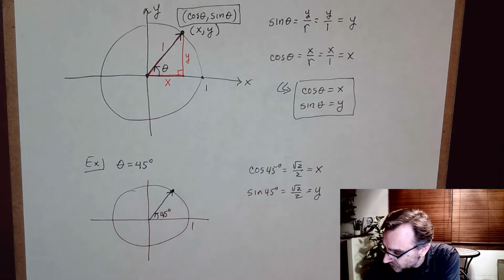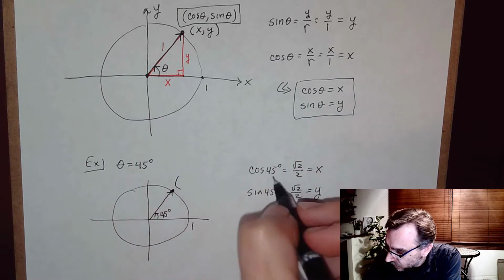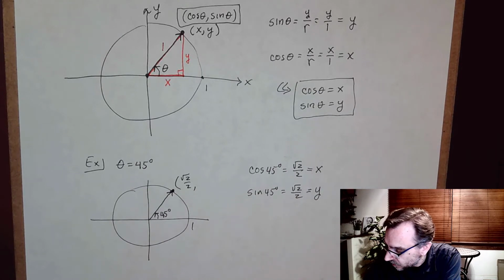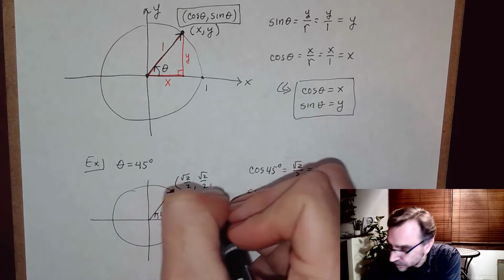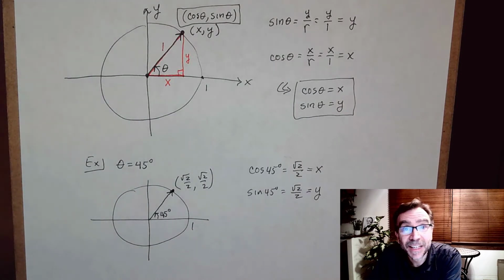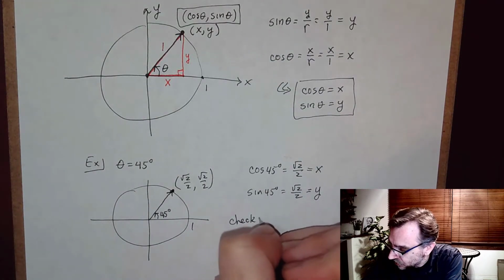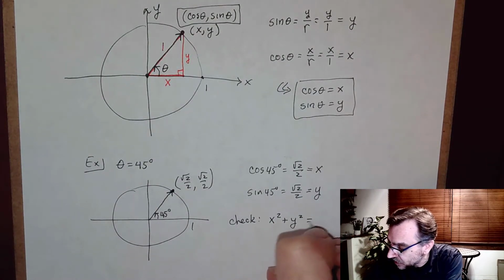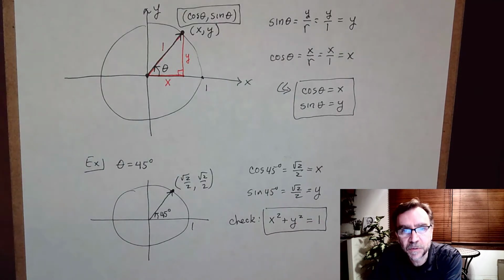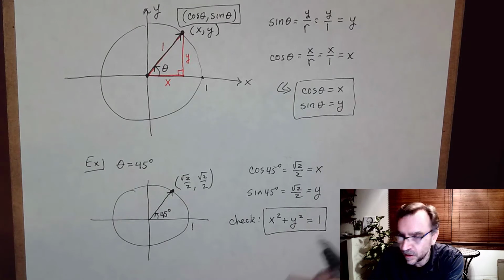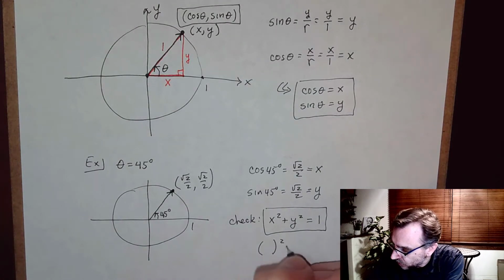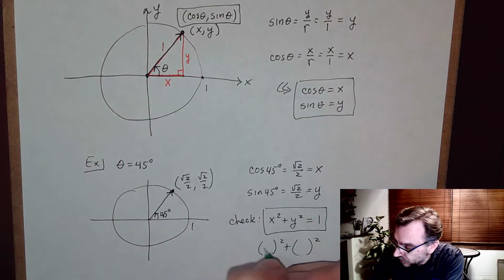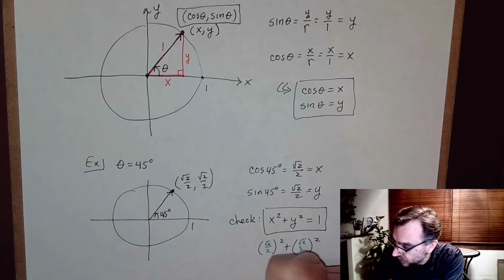All right, so this point on the unit circle is going to be cosine, which is square root of 2 over 2, and comma sine, so sine is also square root of 2 over 2. Now, as a check, to absolutely show that it really is on the unit circle, what we would do is make sure it satisfies the equation of the unit circle. And that's x squared plus y squared equals 1. That's the equation of the unit circle. So if I make those substitutions, x squared and y squared, I should get out 1. So substituting, we have square root of 2 over 2, square root of 2 over 2.